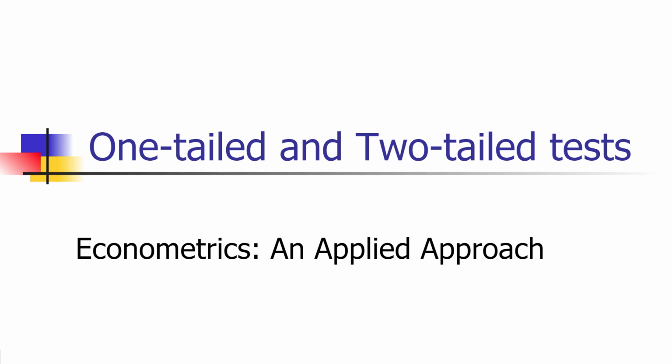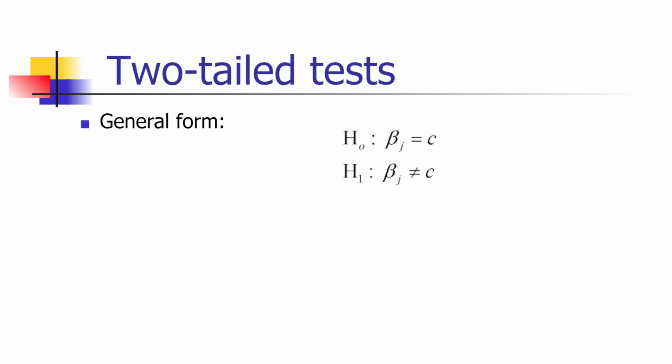In this video, we're going to discuss the distinction between one-tailed and two-tailed hypothesis tests. There are two different variants of tests: two-tailed tests and one-tailed tests. Let's talk about the two-tailed test first.